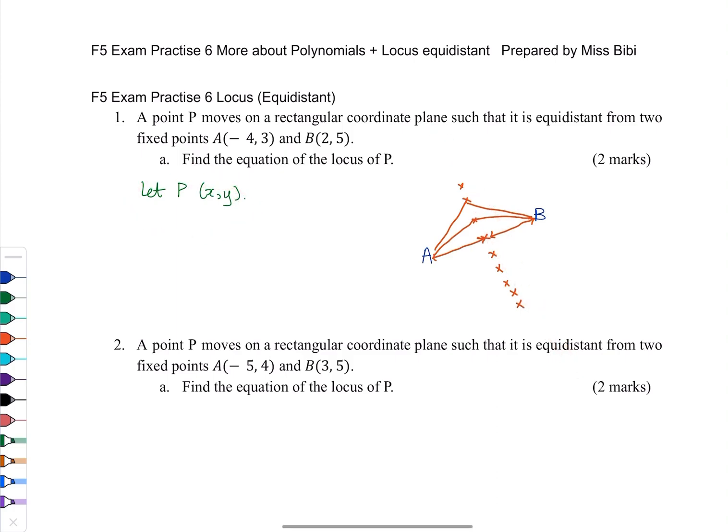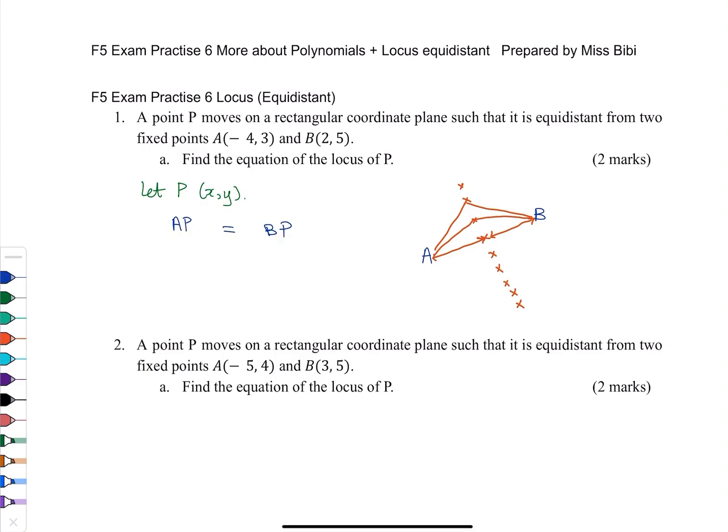How about if the question asks us to find the equation? In the equation you need to have X, you need to have Y, and you might need to have the constant as well. Constant means without any unknown. So the only information that we know is that it is equal distance from the 2 points. So that means the distance of AP and BP are same. So we can write AP equals to BP. The distance of AP equals to the distance of BP.